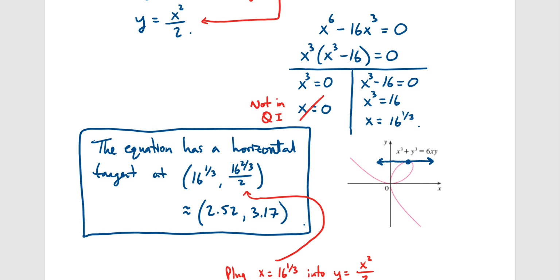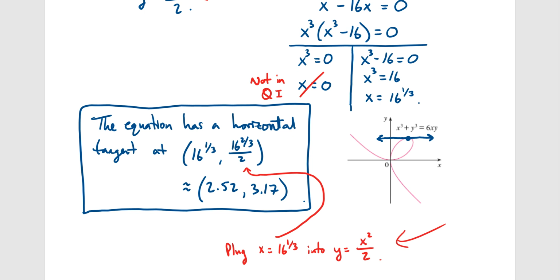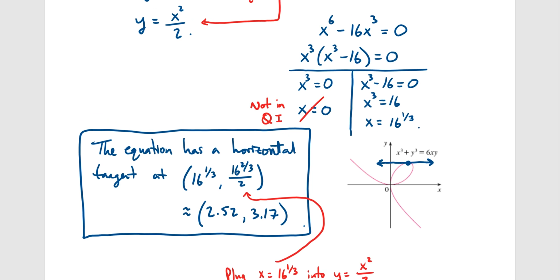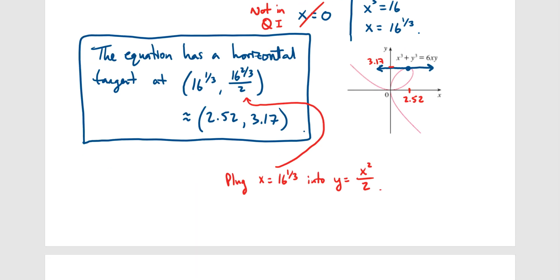And if we do that, we're going to find the y coordinate. As you can see, I put it down here. The y coordinate is 16 to the 2/3 divided by 2. So that is our coordinate, 16 to the 1/3, comma 16 to the 2/3 divided by 2, which is a little messy. And if we evaluate that, we get 2.52, comma 3.17, which is obviously in quadrant 1 because they're both positive. So this would be the x coordinate, 2.52, and then this y coordinate over here, 3.17. Okay, so a little bit more complicated with that one.